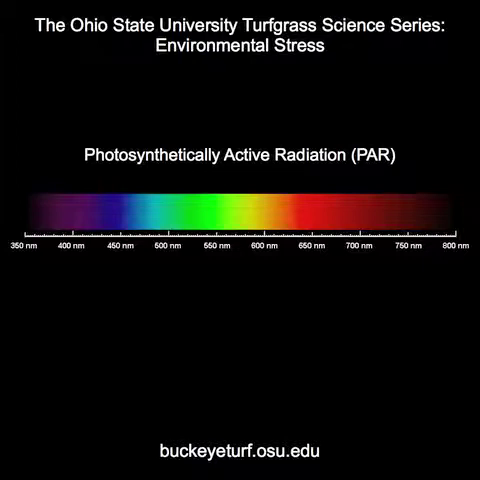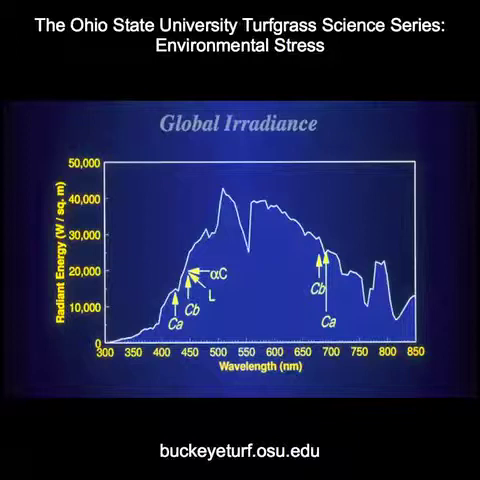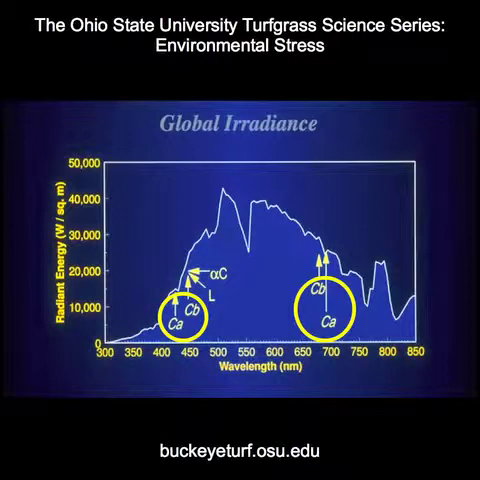Photosynthetically active radiation falls within the narrow visible light spectrum of 400 to 700 nanometers. The photosynthetically active wavelengths occur in the blue and red spectrum. It is within the blue and red spectrum that the plant pigments important in photosynthesis, chlorophyll A and B, are active.